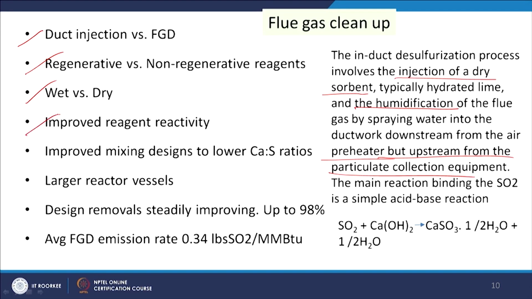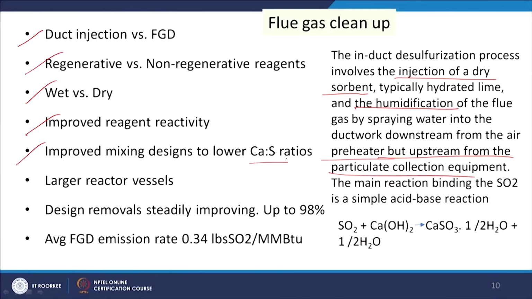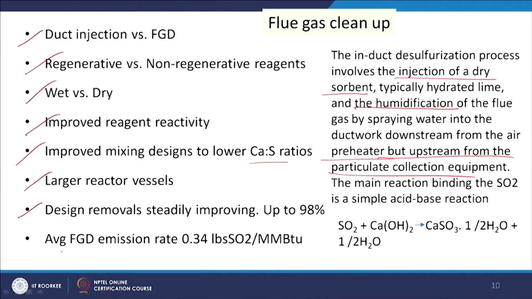Then improved reagent reactivity. The reagent reactivity can be more if we can select a suitable reagent, so less reactant requirement will be there, and improved mixing design to lower calcium to sulfur ratios. So, just fluidized bed reactor, if we can change the design to circulating fluidized bed reactor, calcium to sulfur ratio can be reduced, and larger reactor vessels also help to get more removal of pollutants, and design removals are steadily improving up to 98%. So, one example is given here, and average flue gas desulfurization emission rate is 0.34 pounds sulfur dioxide per MMBTU.